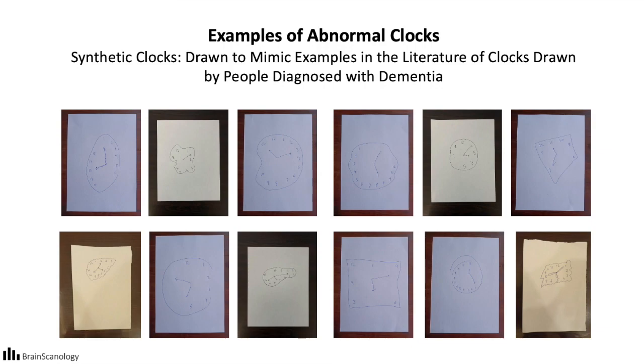Let's take a look at how abnormal clocks are measured by CDT Open. Here are examples of abnormal clocks. All of these clocks are synthetic clocks, meaning our team drew them to mimic examples that we found in literature of clocks that were drawn by people who had dementia. Thus, these clocks are not from real dementia patients, but they mimic the patterns we observe that are persistent in clocks drawn by people with dementia.